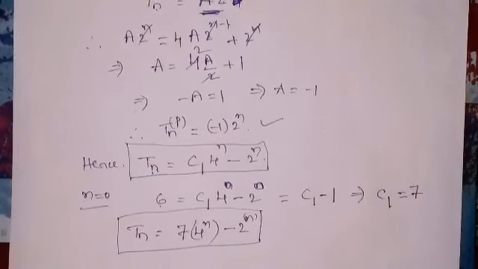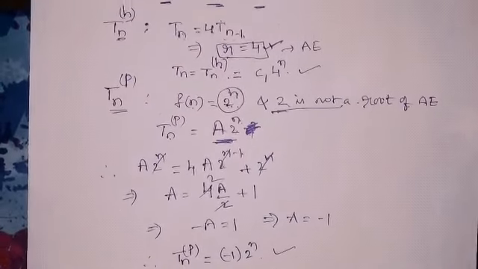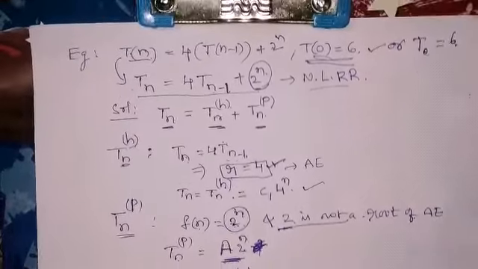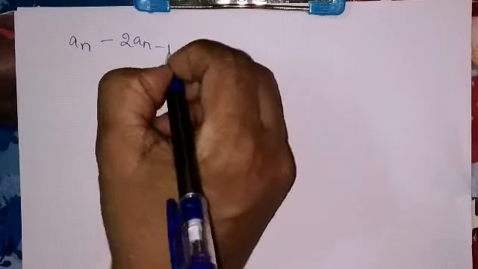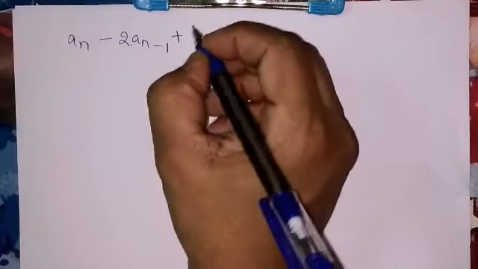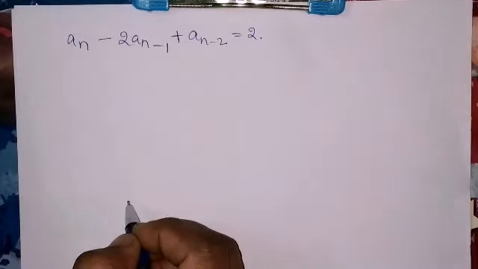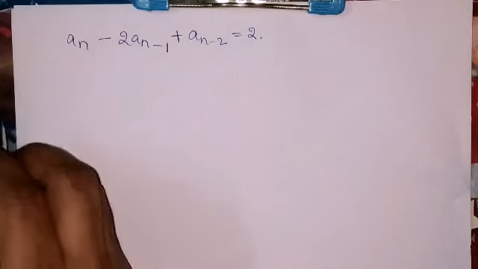This is one of the cases for the functional part f of n. In some problems, this f of n may be a polynomial also. Let us consider another example. Suppose we have a_n minus 2 a_(n-1) plus a_(n-2) is equal to 2, given. Let us solve this by the same method, the method of undetermined multipliers.